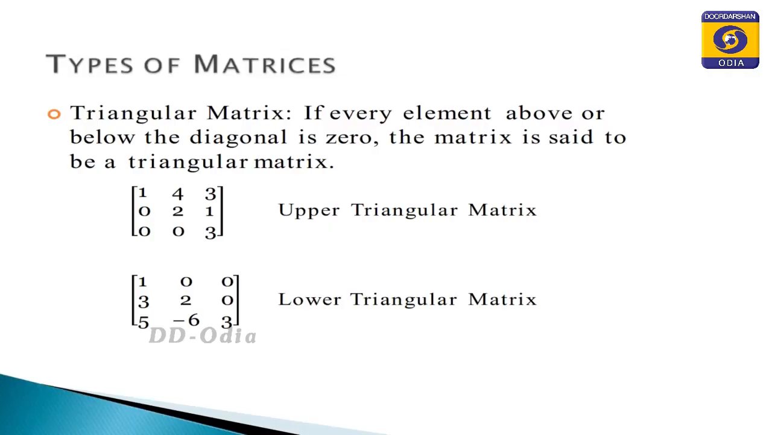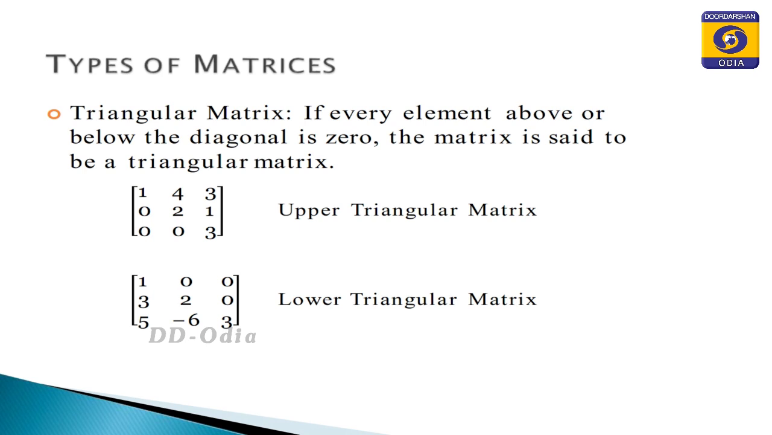Next is triangular matrix. Triangular matrix is of two types. One is upper triangular matrix, another is lower triangular matrix. What is an upper triangular matrix? In a square matrix, if the leading diagonal elements and the elements above the leading diagonal are non-zero and other elements are 0, it is known as an upper triangular matrix.